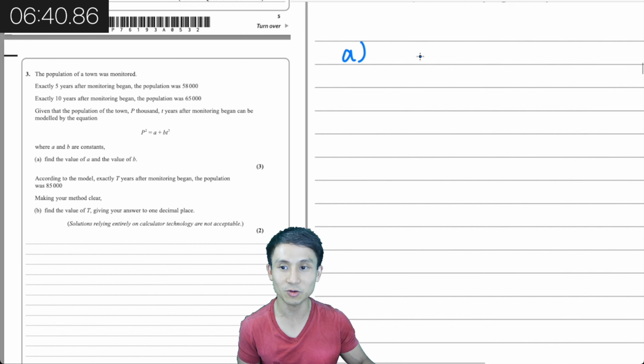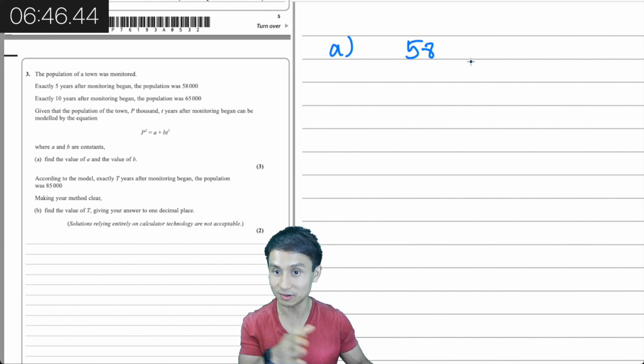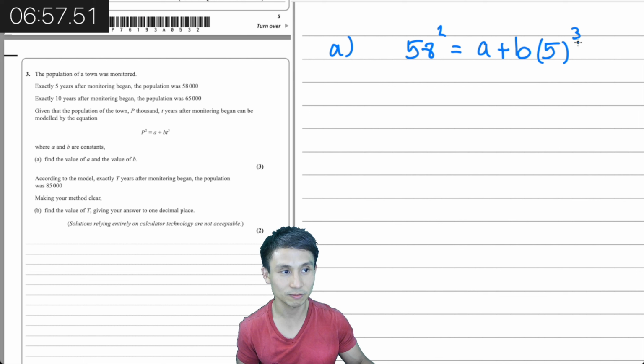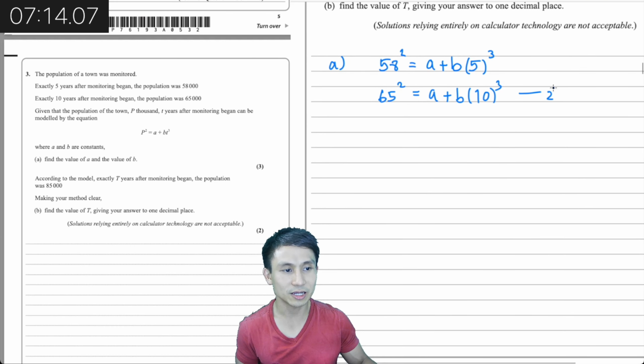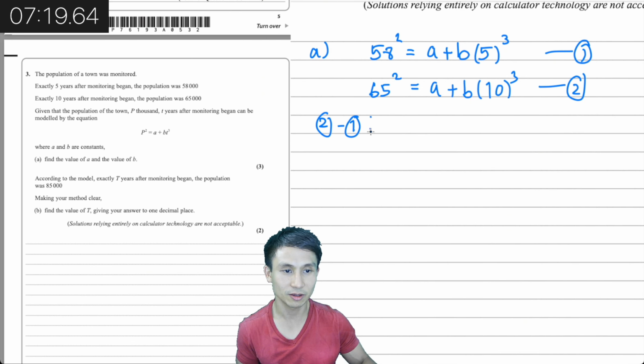So we just plug into the equation. For the first case, P equals 58, not 58,000, because P is in thousands here. 58 squared equals A plus B, and T is years, so that's 5 cubed. That's just the first equation. The second equation, I already put in, 65 squared equals A plus B times 10 cubed, as 10 years as well. If I do equation 2 minus equation 1, it would be a bit wiser because we have positive constants.